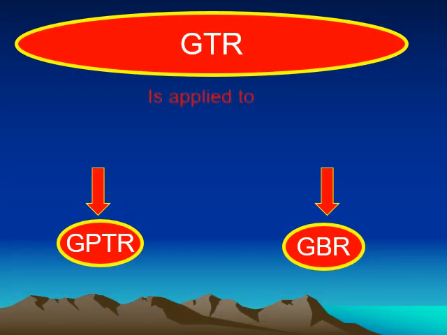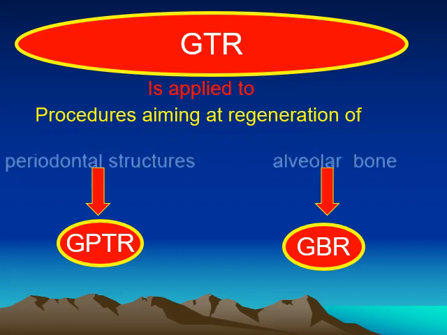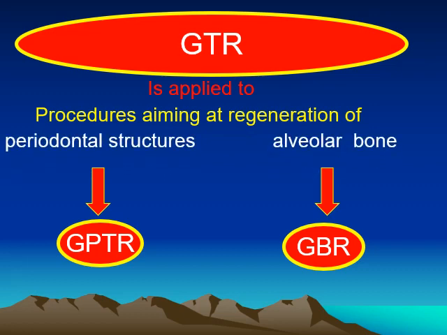Guided tissue regeneration is applied to procedures aiming at regeneration of the periodontal structures and is known as guided periodontal tissue regeneration, GPTR, or to the regeneration of the alveolar bone, which is known as guided bone regeneration, or GBR. This concept was developed by Gottlow and Nyman in 1995.